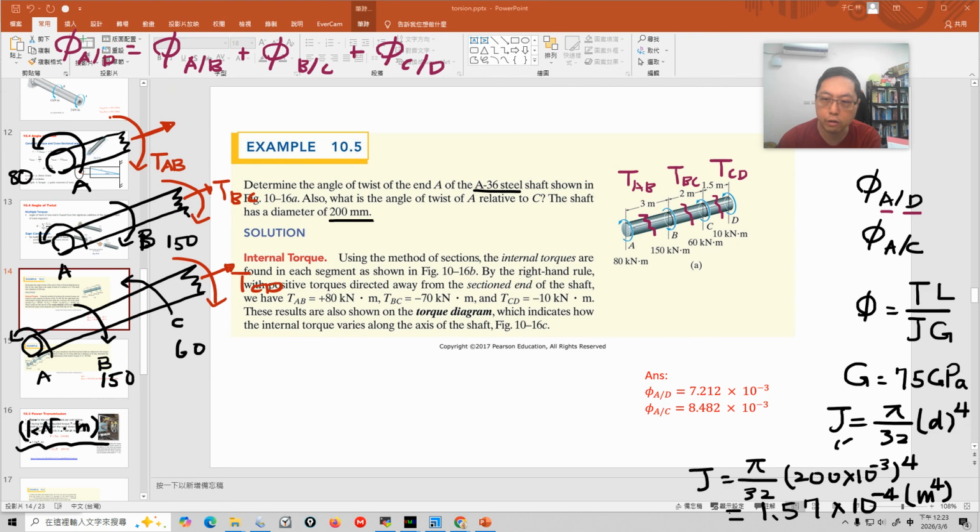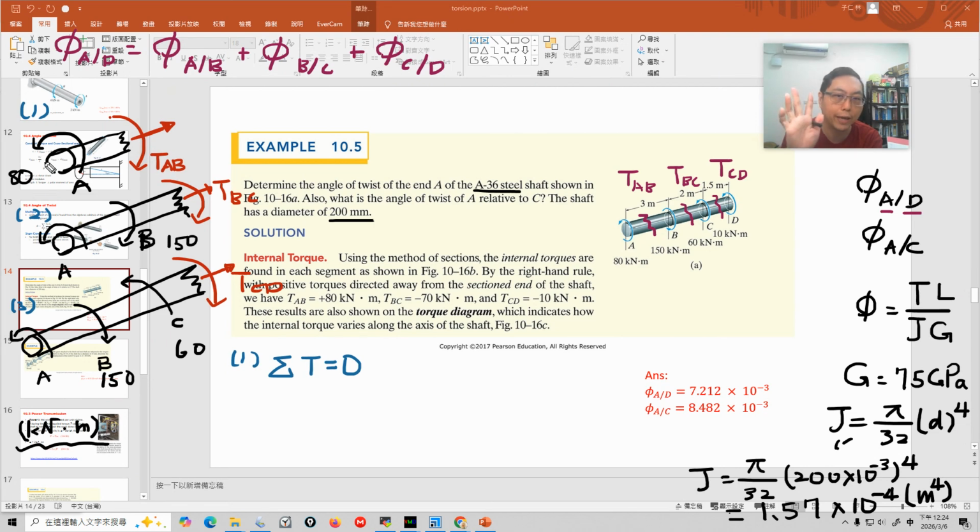Next, let's do the rigid body equilibrium of each set. I'll call them the first set, second set, and third set. For the first set, rigid body equilibrium, the summation of torque must be equal to 0. Here is torque A. The value of torque A is 80 kilonewton times meter, and it rotates in this way.